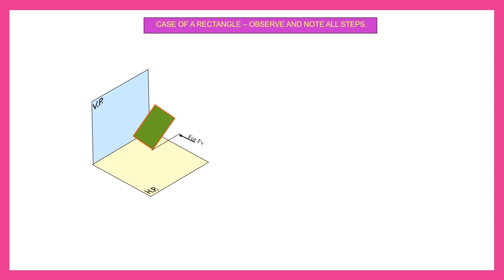So far we have seen the surface inclination. Now we are going to see the surface and side inclination. In the first slide I told you that first the surface inclination will be given and then the side inclination will be given. So this is what we have solved in the previous slide, where the surface is inclined to HP.